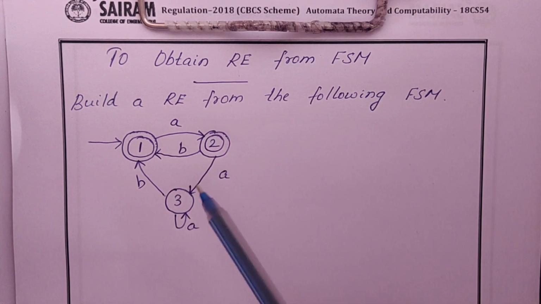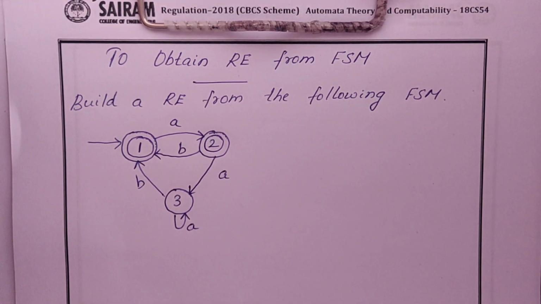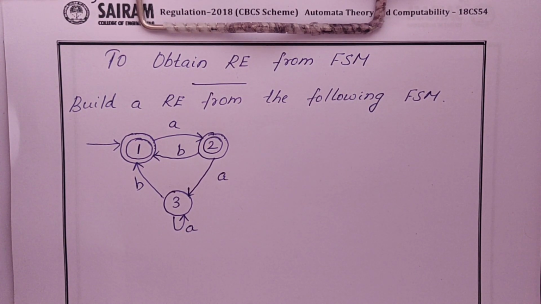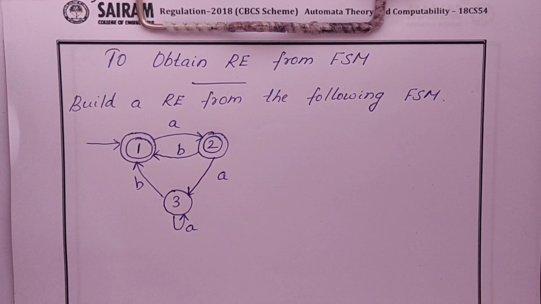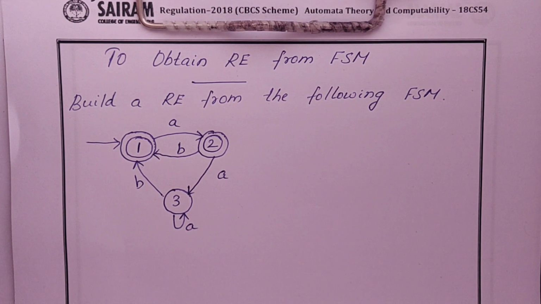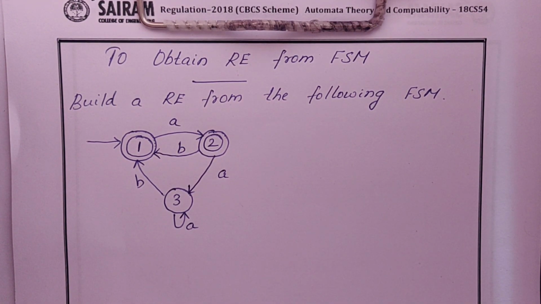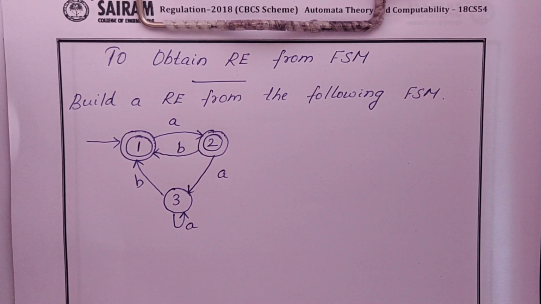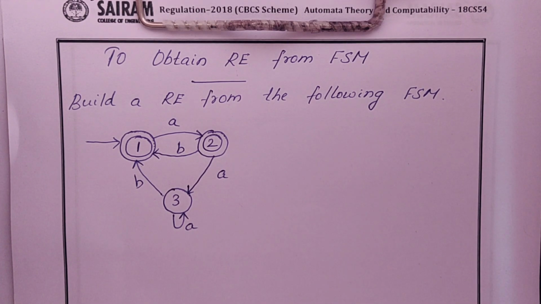So here we have some rules to be followed. I'll tell all the rules first, then I'll start the sum. First, you have to check whether any states are unreachable. So in your FSM, check any states are unreachable. What do you mean by unreachable? It is not reached from the start state.